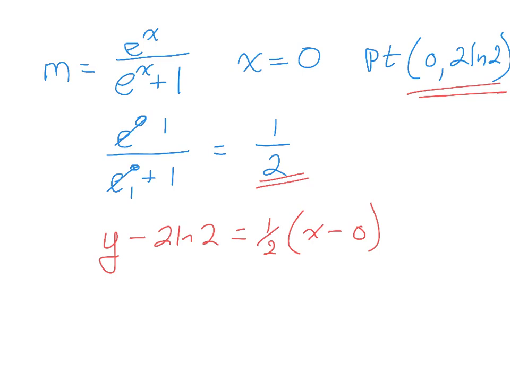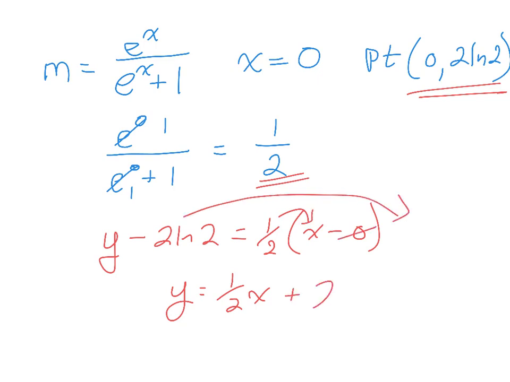You can do this point slope formula, though I know a lot of people were doing y equals mx plus b, putting in your point and your slope, figuring out what b is. Works either way. I'm left with 1/2 x. I don't need this part here, but I am going to move this to the other side and get plus 2 ln 2. And there's part A.